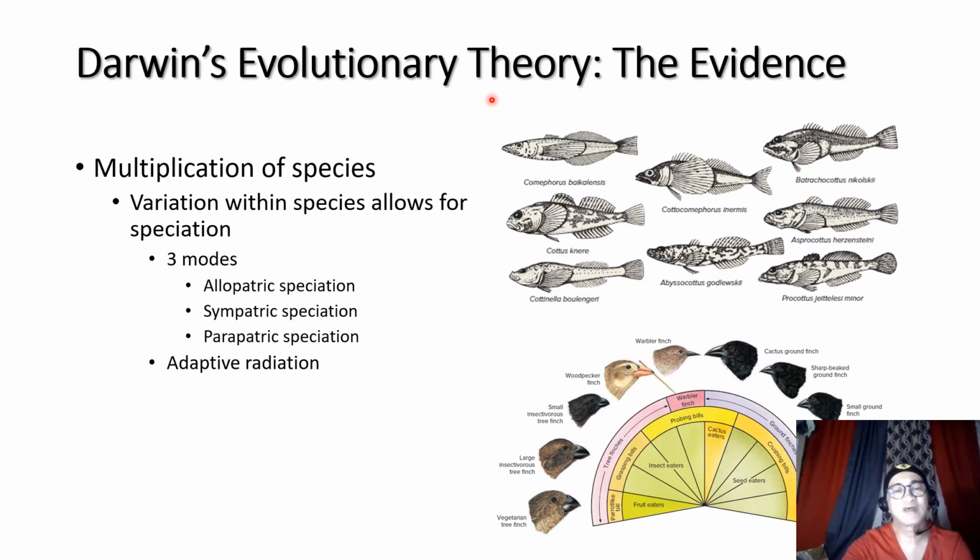Another major statement of Charles Darwin's evolutionary theory is the multiplication of species. In evolution, you always have multiplication of species, or what we call speciation. And it is the variation within the species that allows for speciation. Darwin's theory postulates that genetic variation present within a species, especially variation that occurs between geographically separated populations, provides the material from which new species arise. And there are three modes by which speciation can occur. One is allopatric speciation.